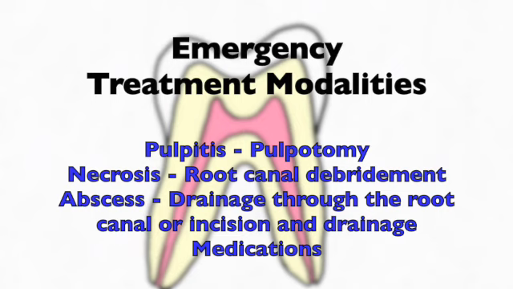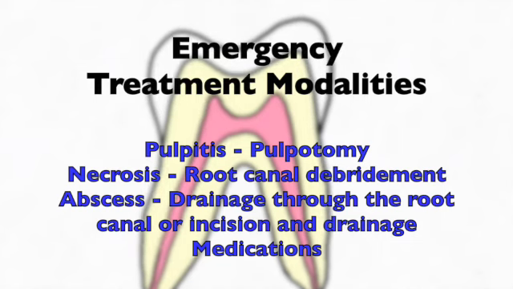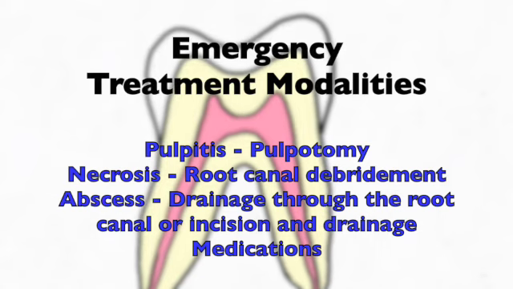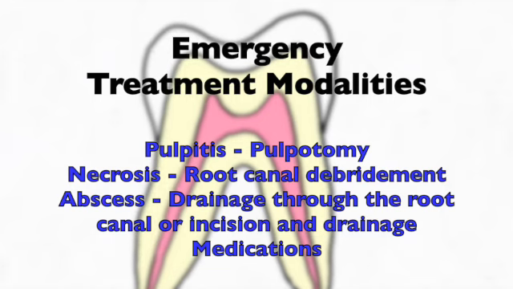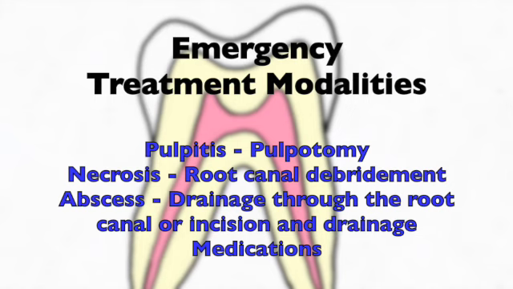If you diagnose the patient to have symptomatic irreversible pulpitis, then you need to perform pulpotomy as an emergency treatment. If the patient has pulpal necrosis as a diagnosis, you perform a root canal debridement. If the patient has an abscess, first you try to achieve drainage through the root canal or canals. If that is not possible, you may need to perform an incision and drainage. You may also consider using medications as a supplement to your treatment plan.